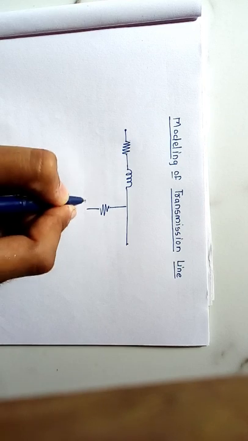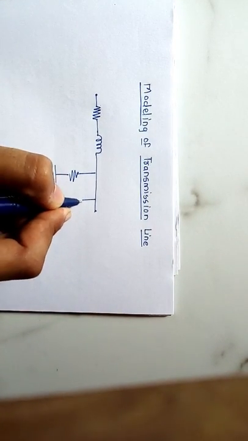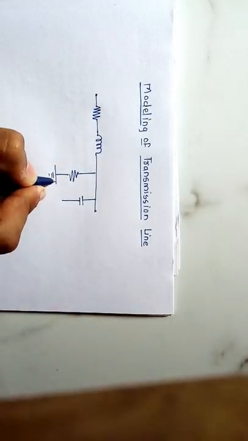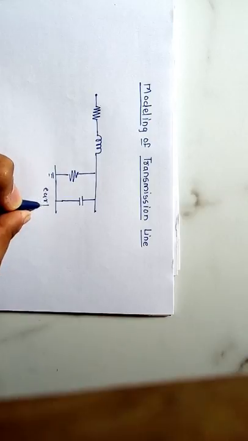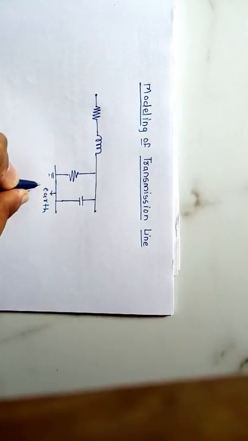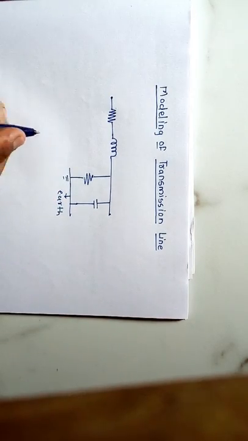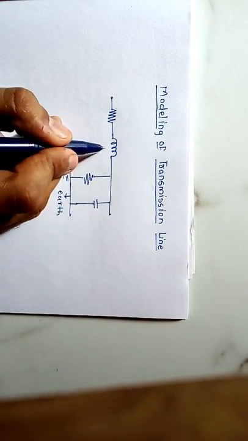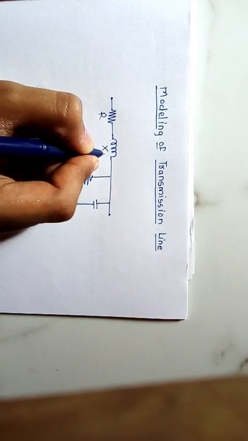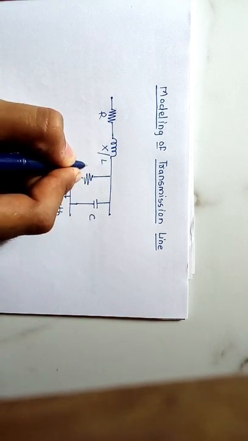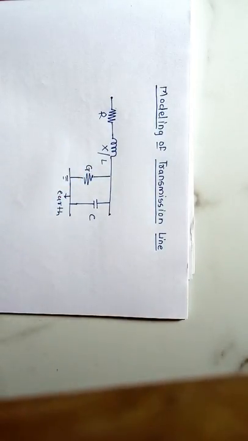This resistance can be modeled with corona losses. And we will have some capacitance with respect to ground, because we have two charged bodies, or this is earth, or this is neutral body and a charged body separated by a dielectric. We will have a capacitance, resistance and inductance. Let's say this is R, this is X, or this is L and this is C. This is a resistance, but we will model it with conductance.